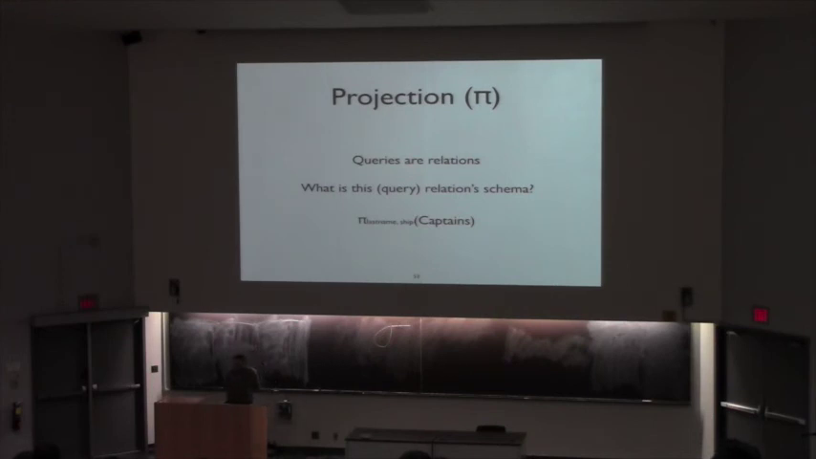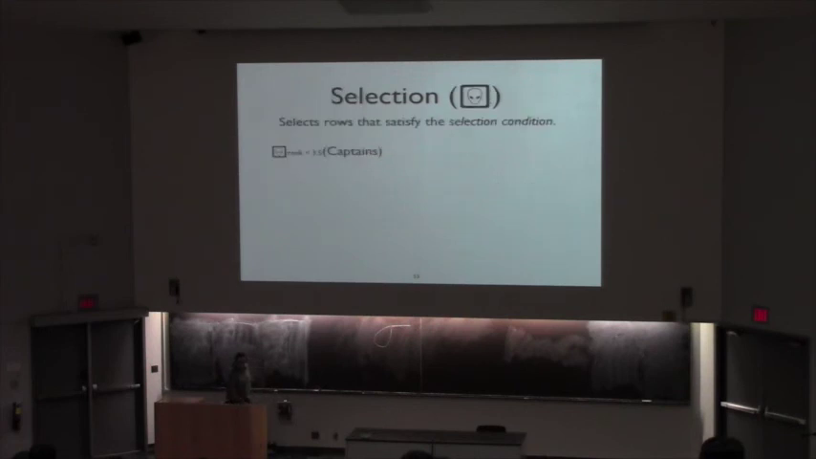All right, so what would the schema be of this particular relation? Last name and ship. Thank you. Last name and ship, perfect.